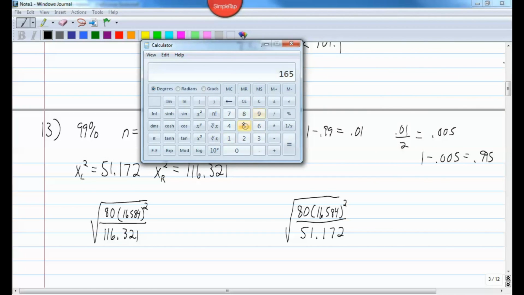16,584 squared, wow, that's a big number, times 80, that's even bigger, divided by 116.321, and then don't forget to take the square root of that. I believe this was money, so I'm going to make sure I round to two places here, and then I can always go back and round to 1 if I have to. So 13,753, and if I round to two places, that'll be 0.25.